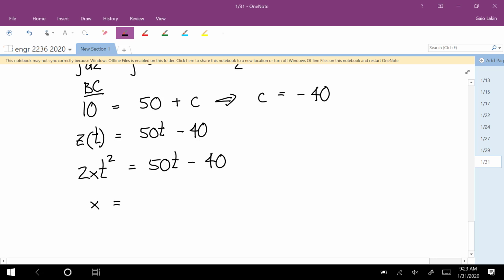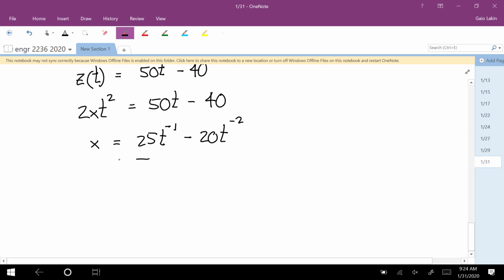So x is equal to 25t to the minus 1 minus 20 times t to the minus 2. Any questions about that one? Yeah. Yes, that's okay. So yes, you could also do this. Maybe this is an easier way to think about it.